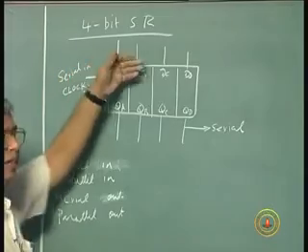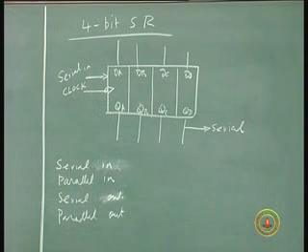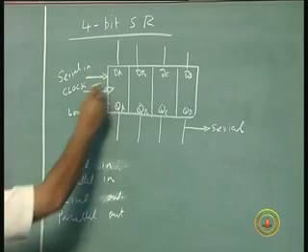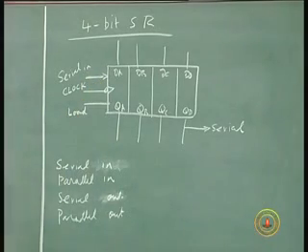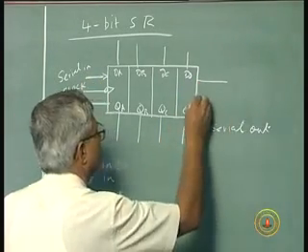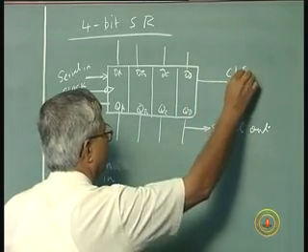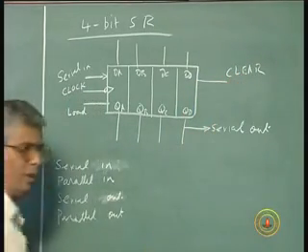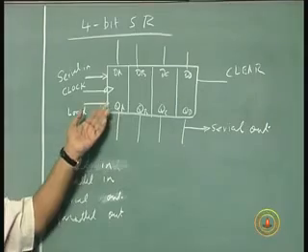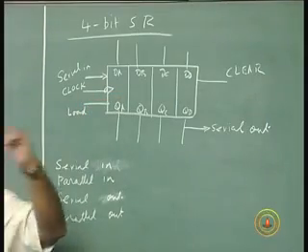So when I put parallel data in, how do I get them into the flip-flops? By loading. So I need a load which is common to all the flip-flops. I can have a clear also which is common to all the flip-flops. So I may have all these features in our shift register. I can clear all the flip-flops and make them 0 to start with.